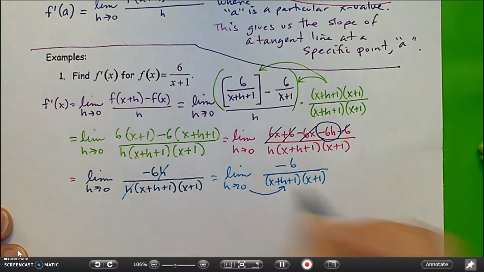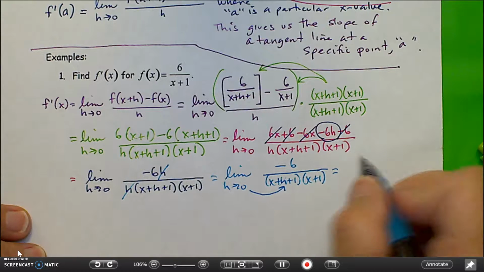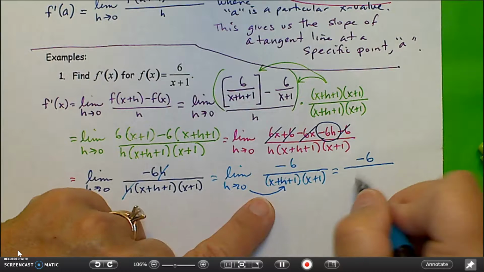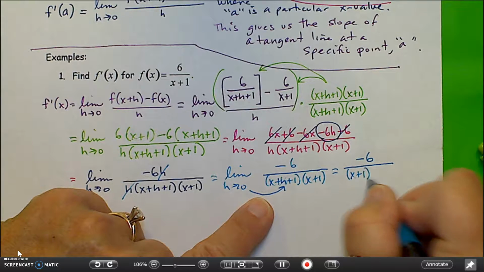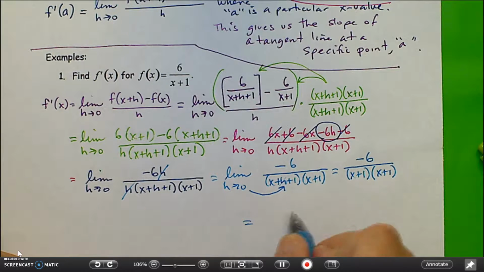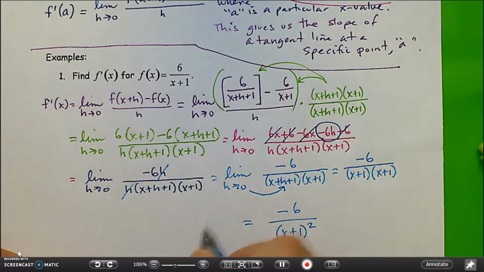I can sub this in so that h just basically goes to 0 there. My numerator is negative 6. My denominator is x plus 1 times the quantity x plus 1. And the way I would write that is negative 6 over the quantity x plus 1 squared. Do not FOIL that out. Factored polynomials are the best form. And this basically is equal to f prime of x.